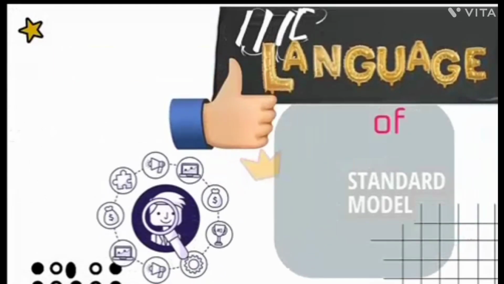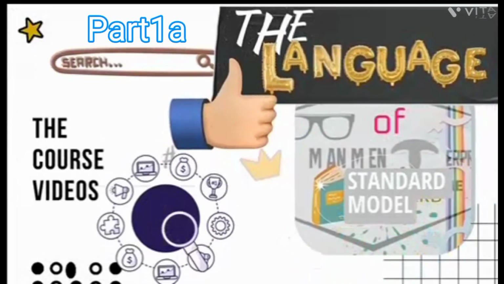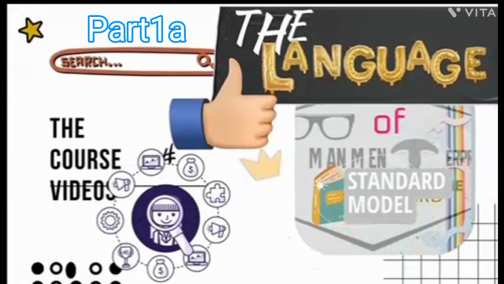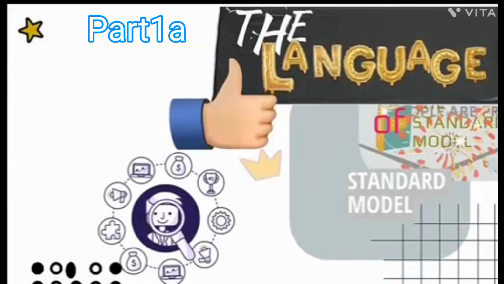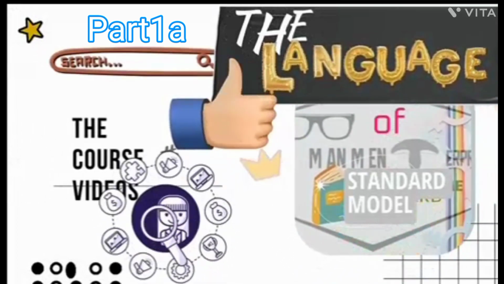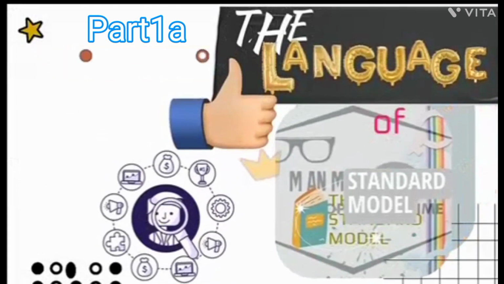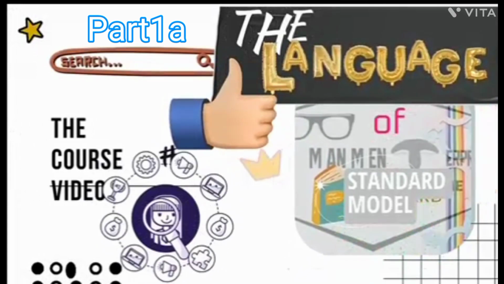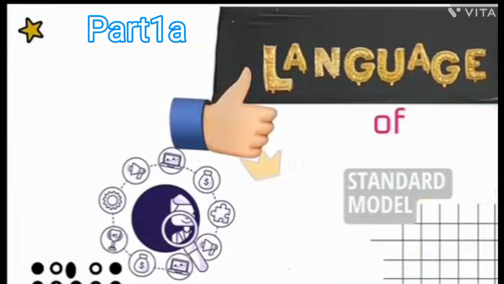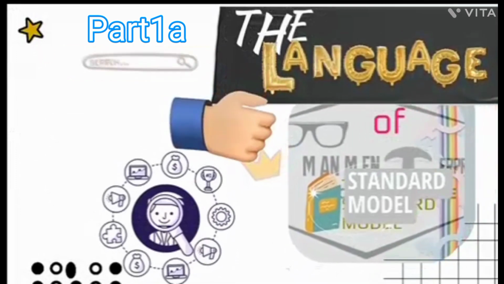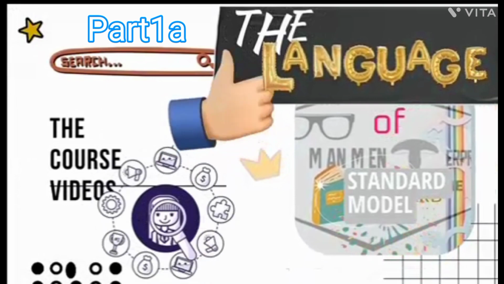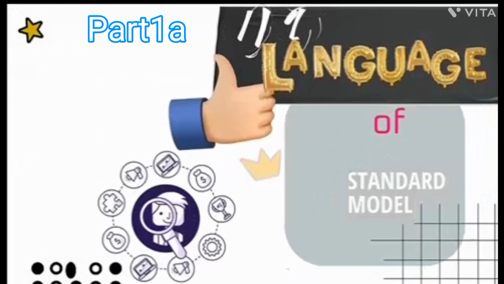Okay then, what is the language of the standard model? How does it communicate to us what the standard model has to say about the overall makeup of the cosmos? So we'll be going through the language of the standard model.